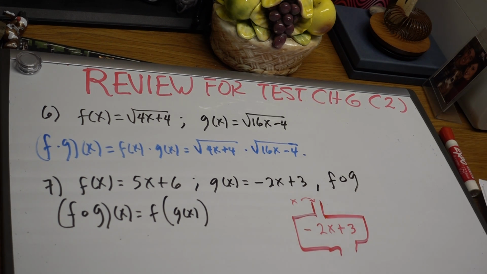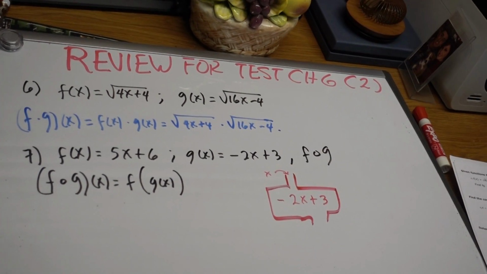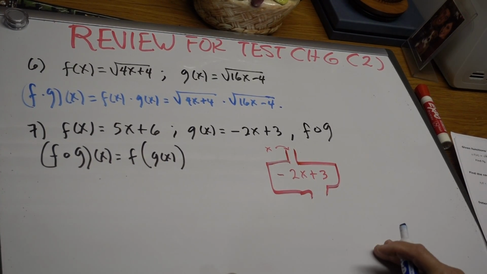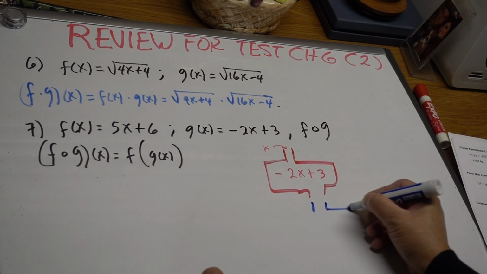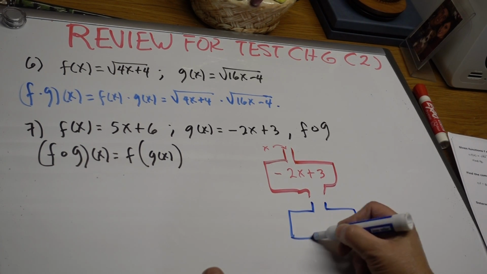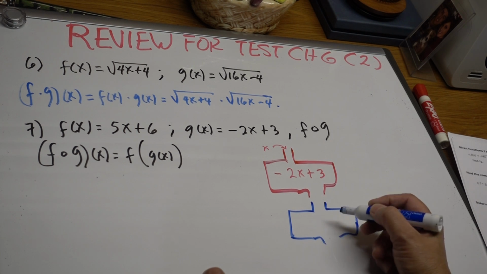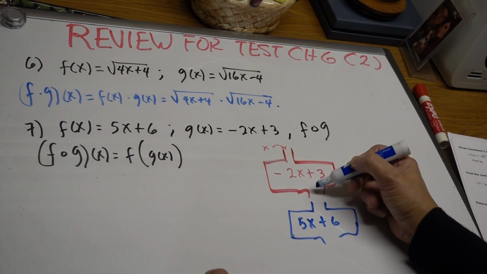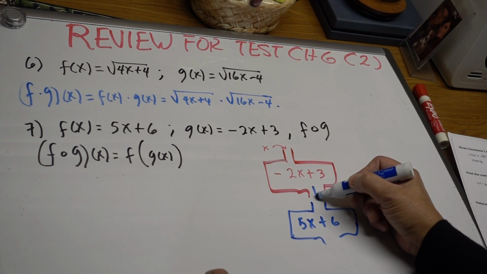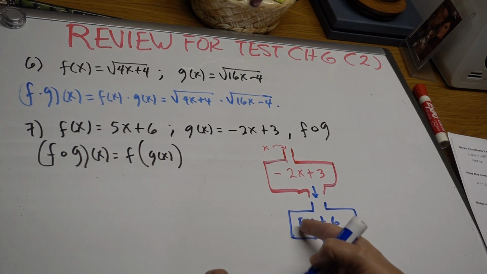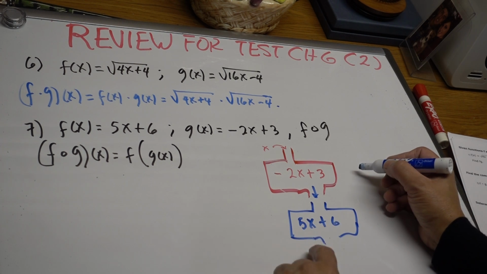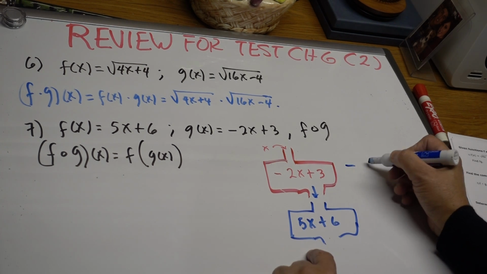The second function is f of x, which is 5x plus 6. When you apply x here, the whole thing, negative 2x plus 3, comes into this expression. Now, instead of x, you write all this. So I'm going to do it here because I don't have room in the box.